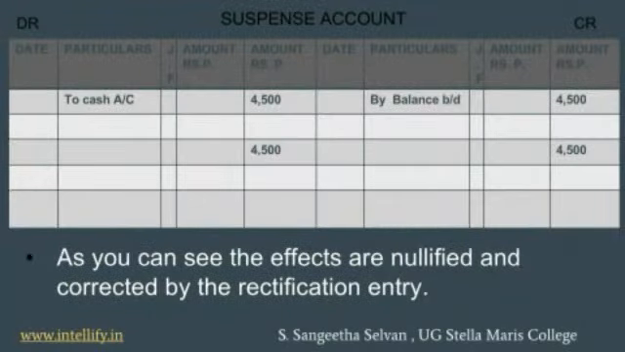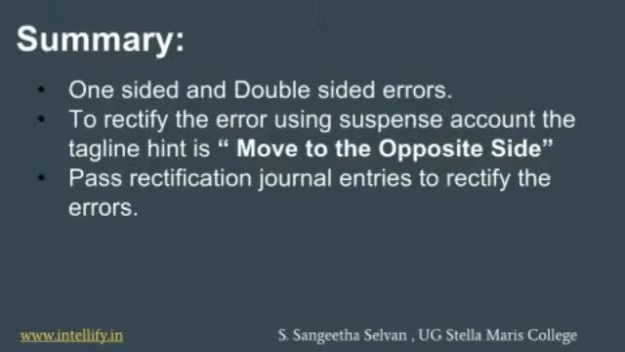As we can see here, the effects of the errors are nullified and corrected by the rectification entry. So a summary of this video would be: we have seen what one-sided and double-sided errors are, and we have seen how to rectify the errors using the suspense account. A hint or one tagline would be, move to the opposite side. You can use this rule for rectifying any kind of errors, and this would really help you. And next, we have learned what rectification entries are and how they correct the errors.